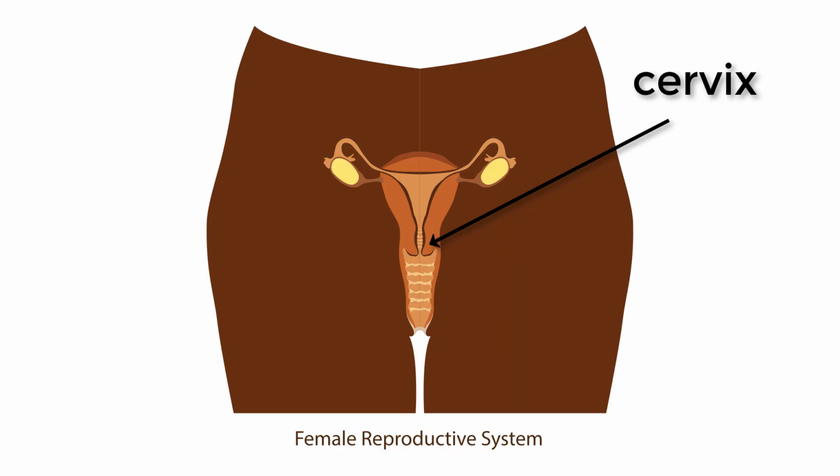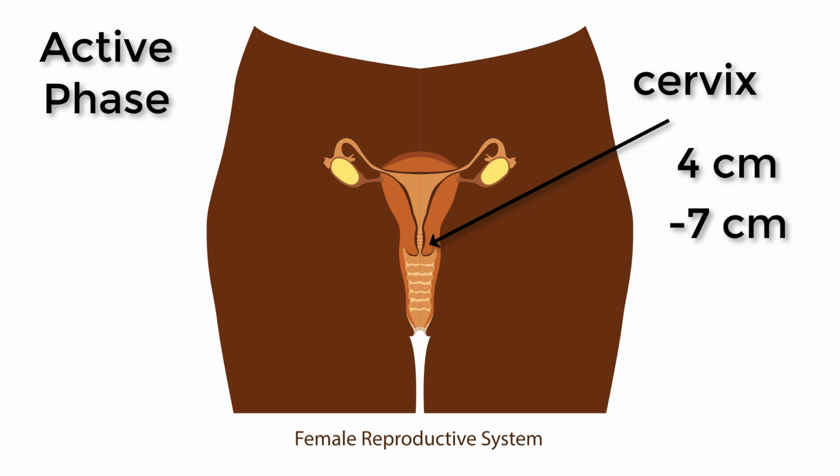Phase 2. The second phase begins from the time the cervix dilates from 4 centimeters and ends when it dilates to 7 centimeters. This phase is called the active phase.